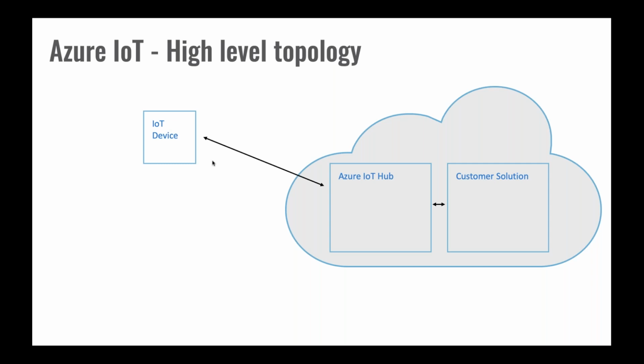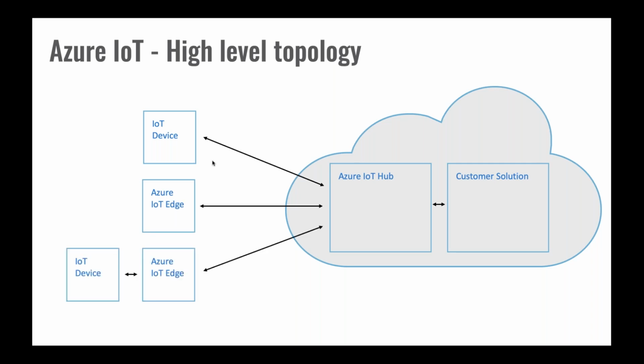IoT devices can directly talk to IoT Hub as long as the device is capable of talking to the public cloud. For example, it has an Ethernet or a Wi-Fi interface and can make outbound connections. It can directly talk to Azure IoT Hub, and it can perform a handshake. But there could be some devices that may not directly talk to the public cloud.